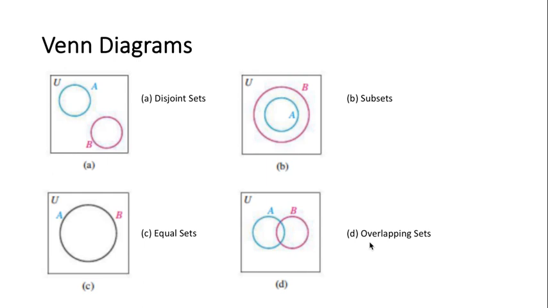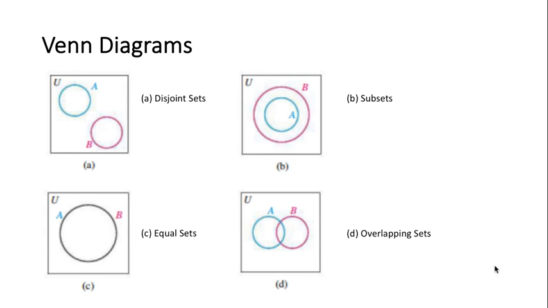The overlapping sets is where you have some intersection. So here, think about that universal set being the set of all students at Triton. And then you have students that are taking an English class, students that are taking any math class. There might be some overlap there. So these sets would be overlapping.